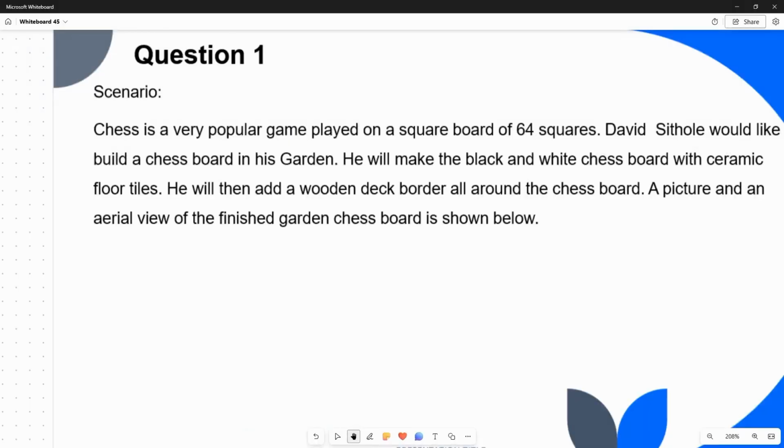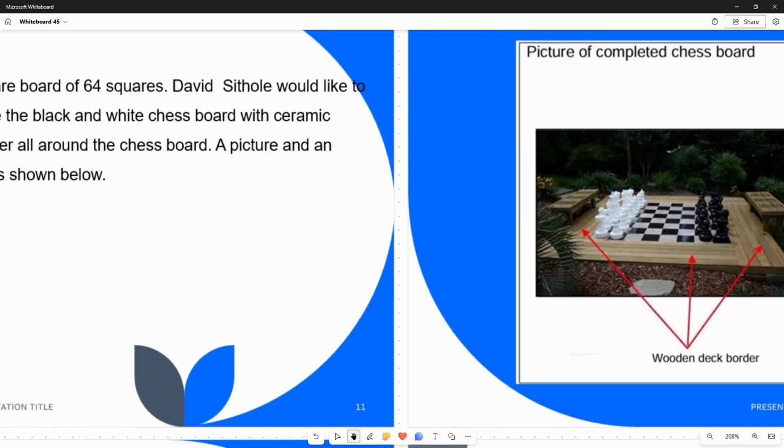Chess. Question 1, scenario. Chess is a very popular game played on a square board of 64 squares. David Stolle would like to build a chessboard in his garden. He will make the black and white chessboard with ceramic floor tiles. He will then add a wooden deck board all around the chessboard. A picture and an aerial view of the finished garden is shown on the next slide.